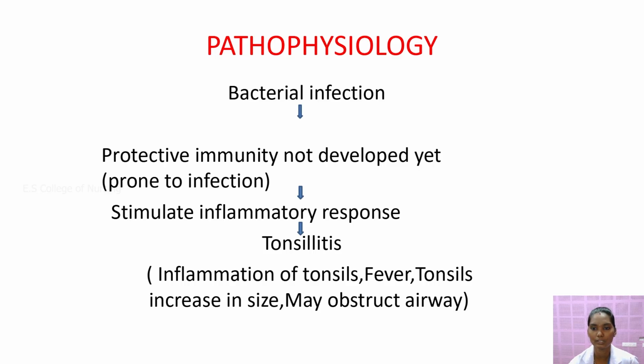If a person is exposed to bacterial infection, the next step is that protective immunity is not developed yet, so the person is prone to infection, and it stimulates the inflammatory response. The inflammatory response leads to tonsillitis. So if people have tonsillitis, the patient has various signs and symptoms, especially inflammation of the tonsil and fever, or the tonsil increases in size and may obstruct the airway. Obstructing the airway means a patient is unable to breathe properly. This is the meaning of obstructive airway. Because the tonsil size is enlarged, it leads to obstruction of breathing.